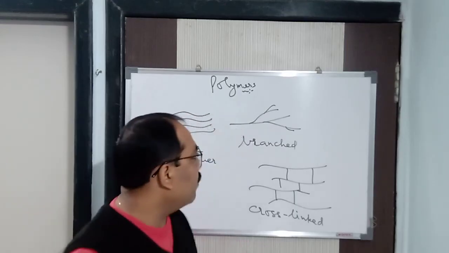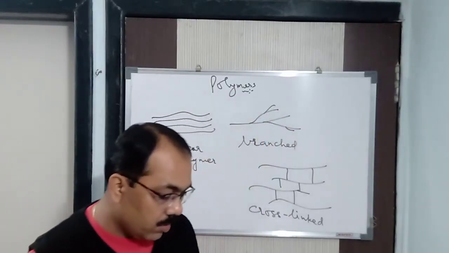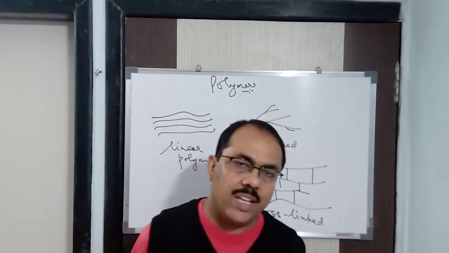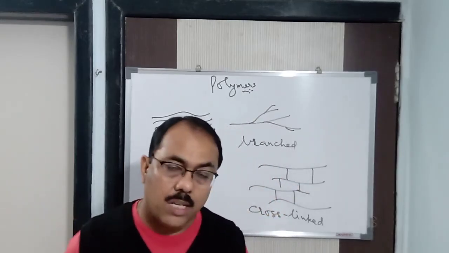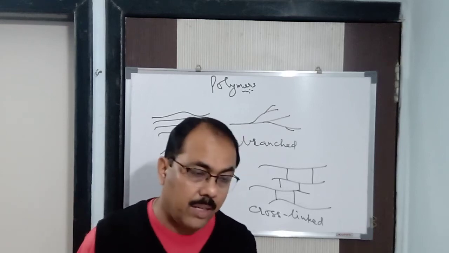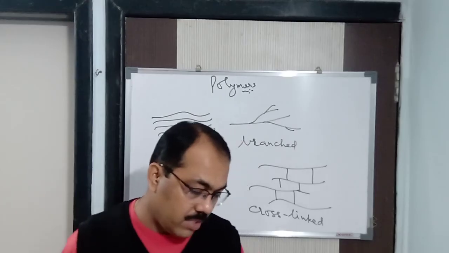See, in the main chain we have this branching. This is called branched chain polymers. Due to the irregular branches, they are irregularly packed. They are not closely packed, not tightly packed, not symmetrical in nature, they are unsymmetrical.